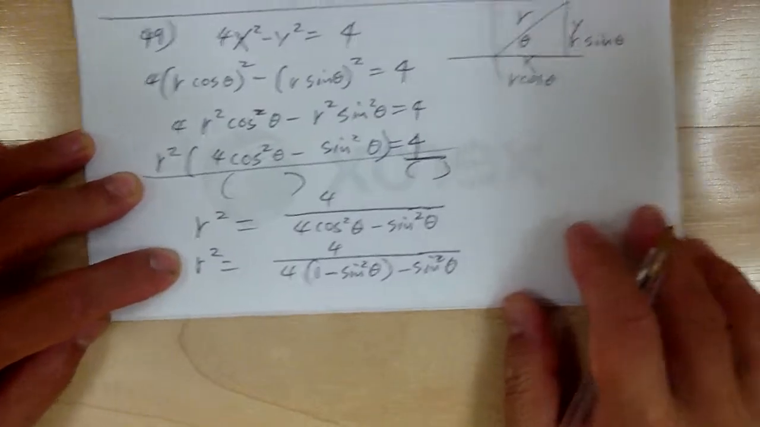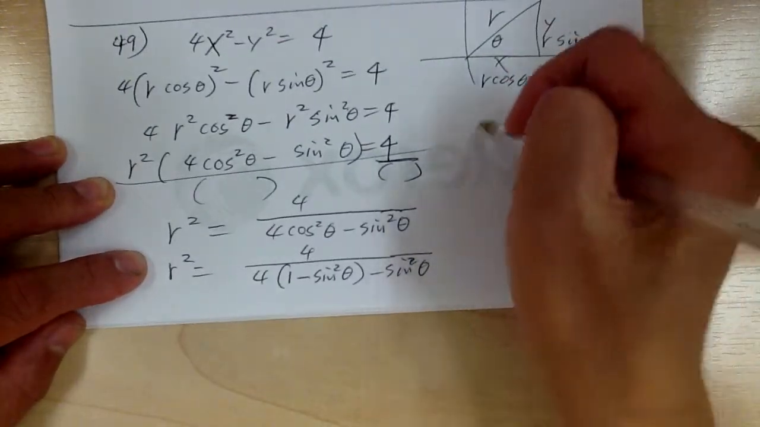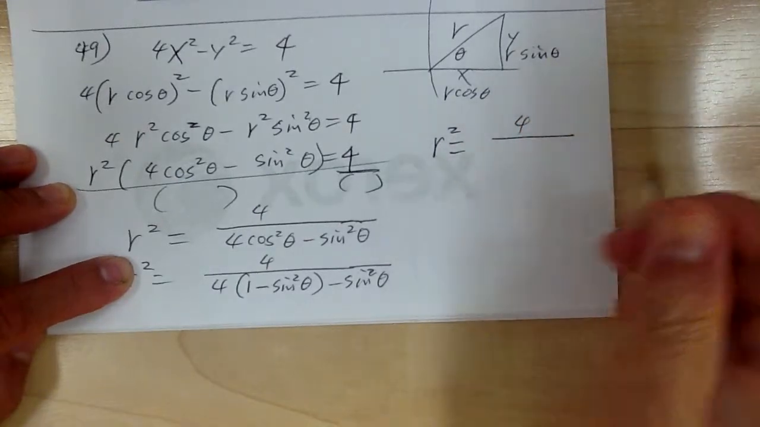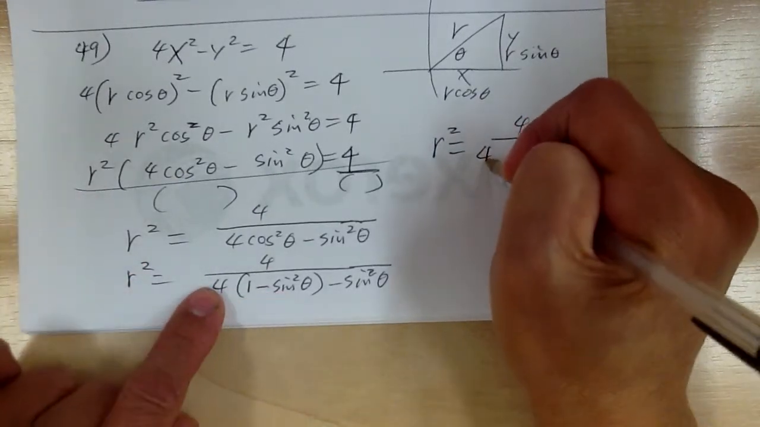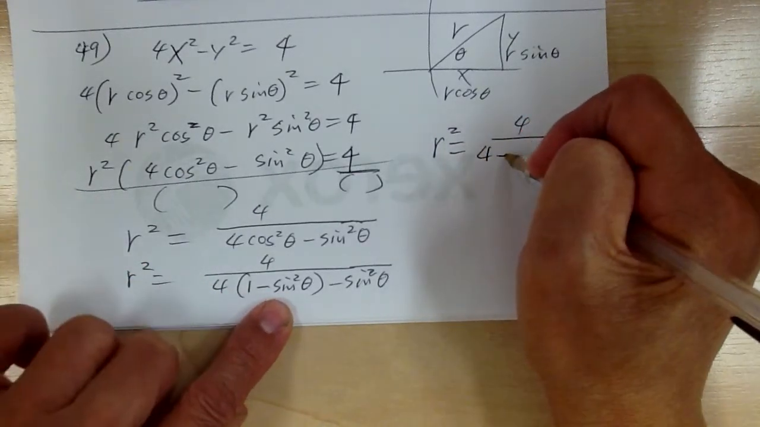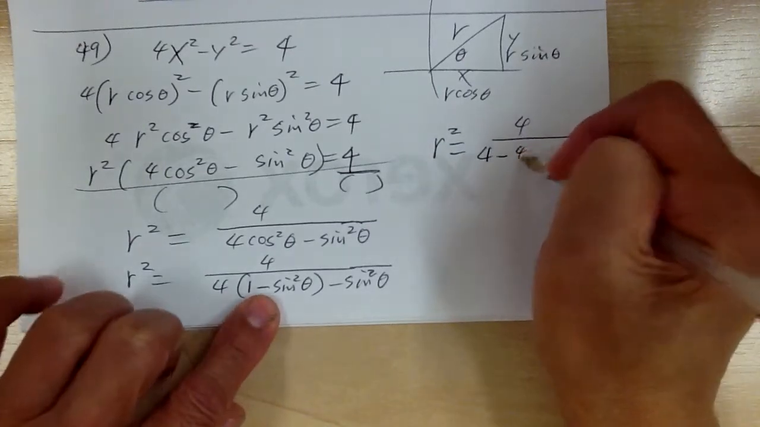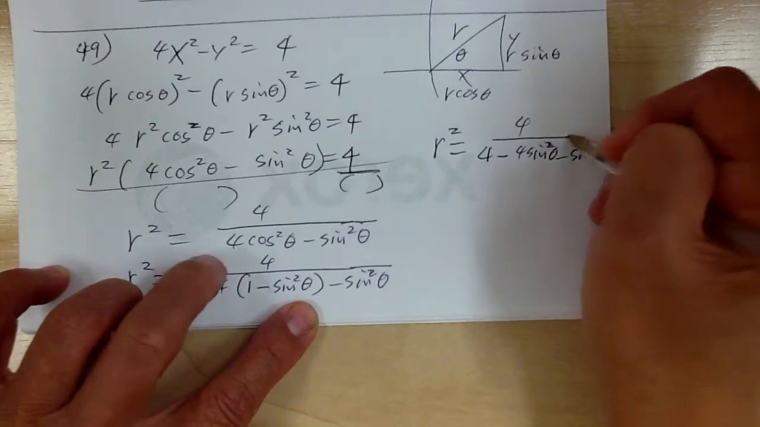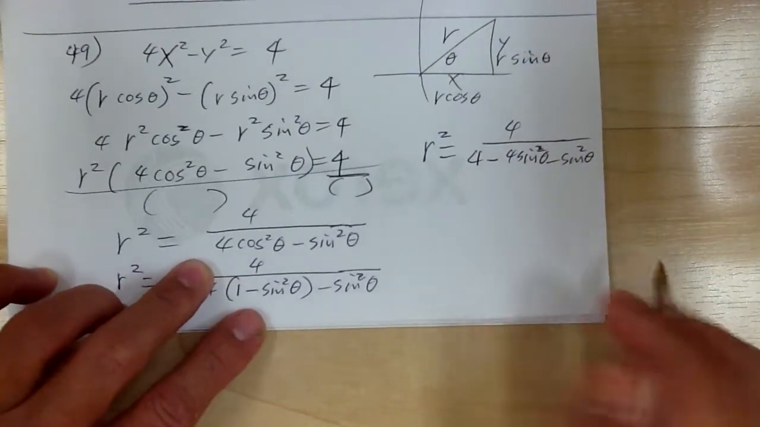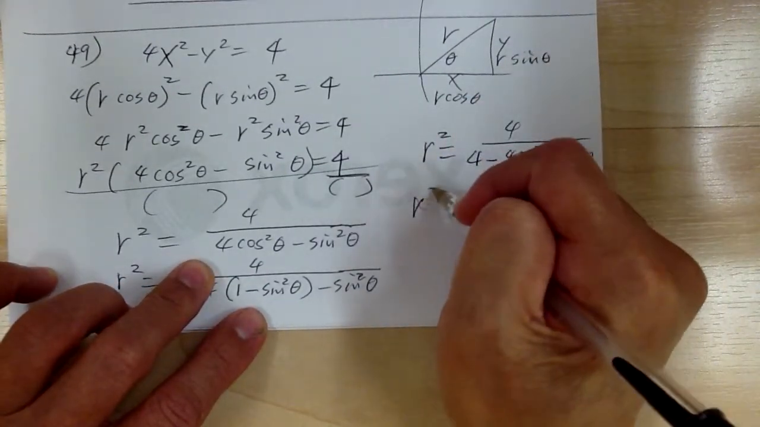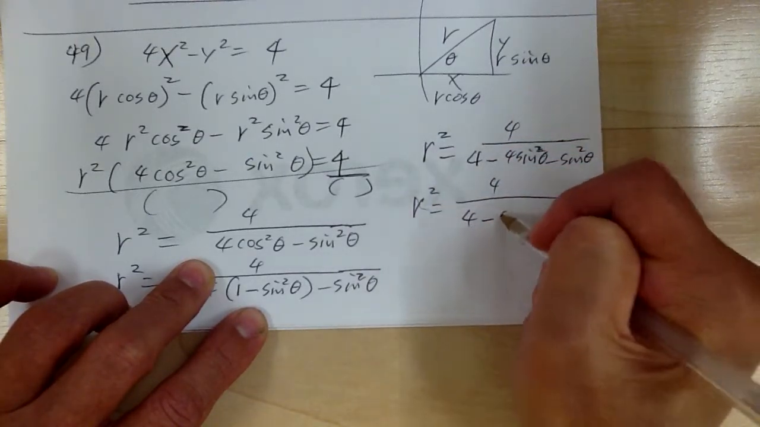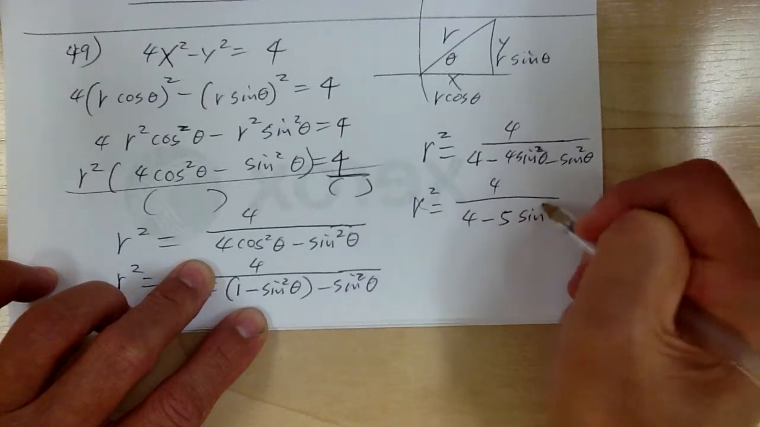Then from here you can work it out. r squared equals 4 over 4, distribute, so 4 minus 4 sine squared theta minus sine squared theta. Then simplify, and you get r squared equal to 4 divided by 4 minus 5 sine squared theta.